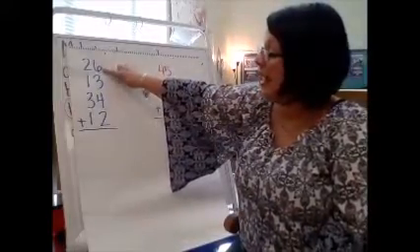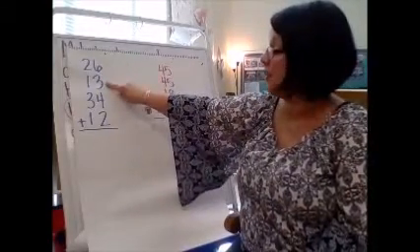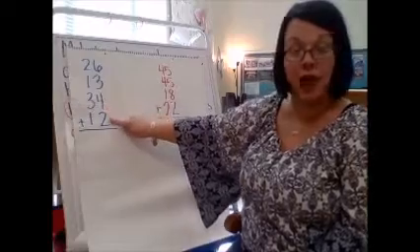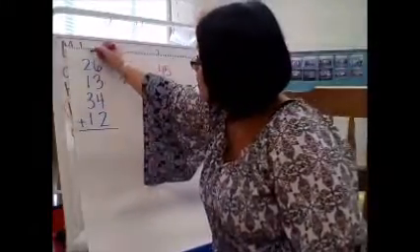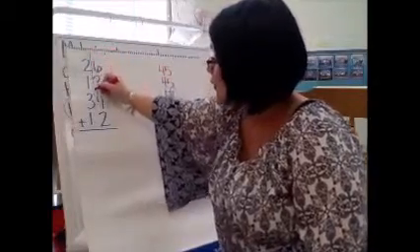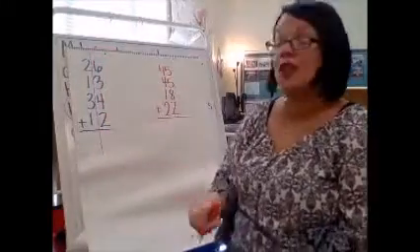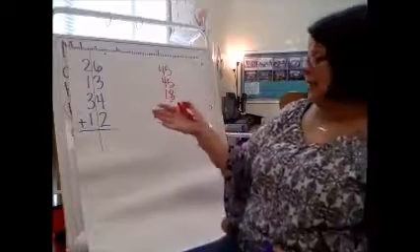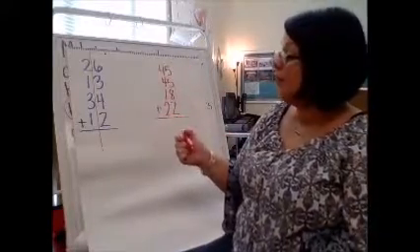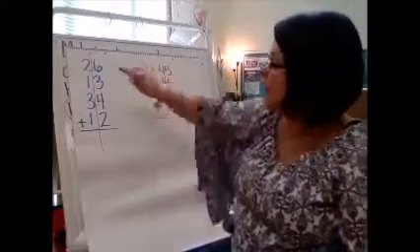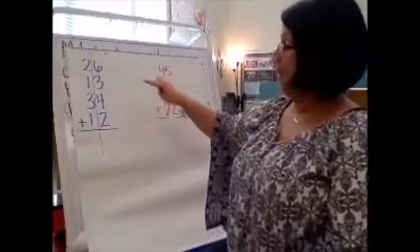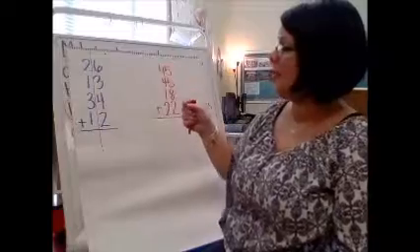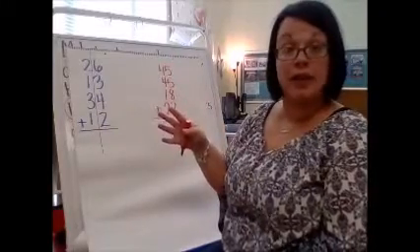So here I have 26 plus 13 plus 34 plus 12. I always like to draw a dividing line down so that I can separate my ones and my tens. So what I'm going to do first, looking at this number, I'm looking just at these digits in the ones column and trying to decide how I could group them together. You can try any way that you want.